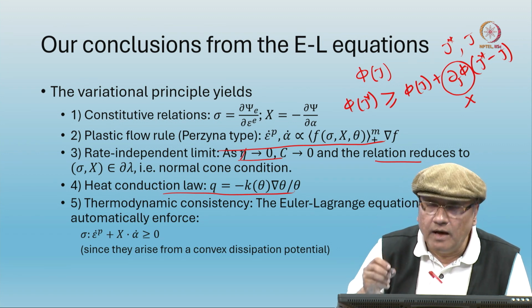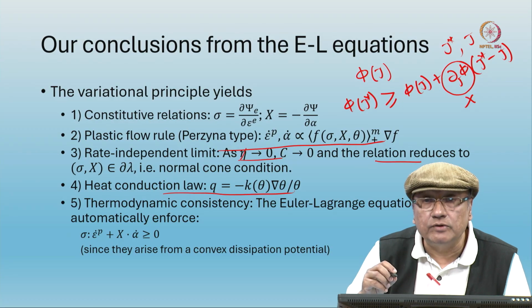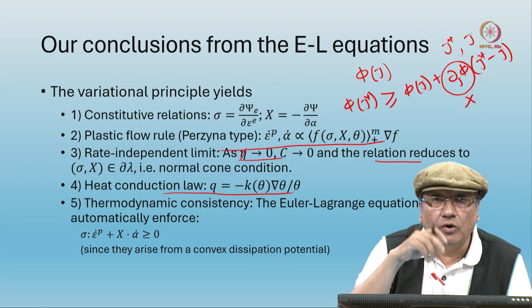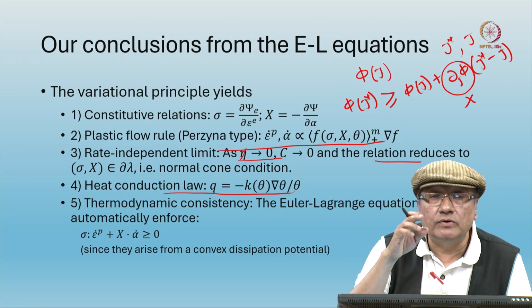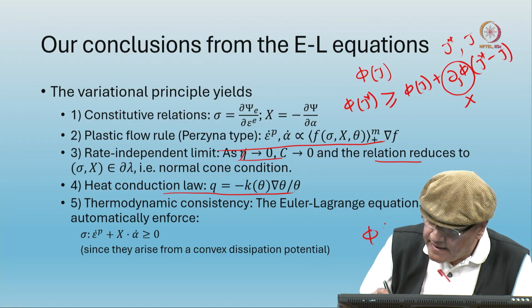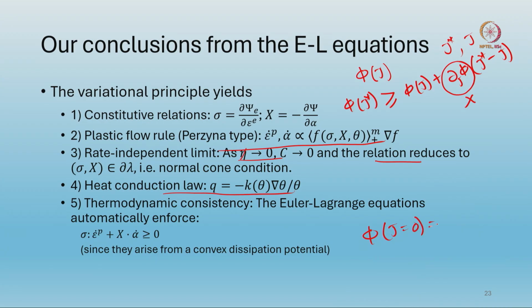Now let us take j star equal to 0. For these convex functionals, phi of 0 is always 0, that is a requirement. So our requirement is that phi at j equal to 0 is 0. The minimum of the function phi is attained at 0. Away from j equal to 0, the function is strictly positive because the minimum is at j equal to 0. So for j not equal to 0, the function is strictly positive.